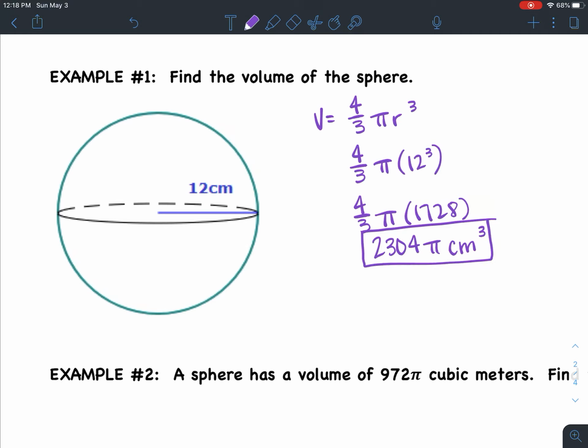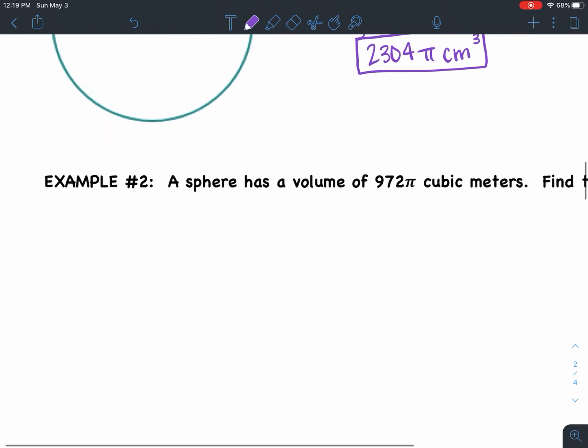Remember that if you're taking 4/3 of something, you're increasing its value. You can do 1728 times 4 and then divide by 3. That's also another way that you can plug it into your calculator.